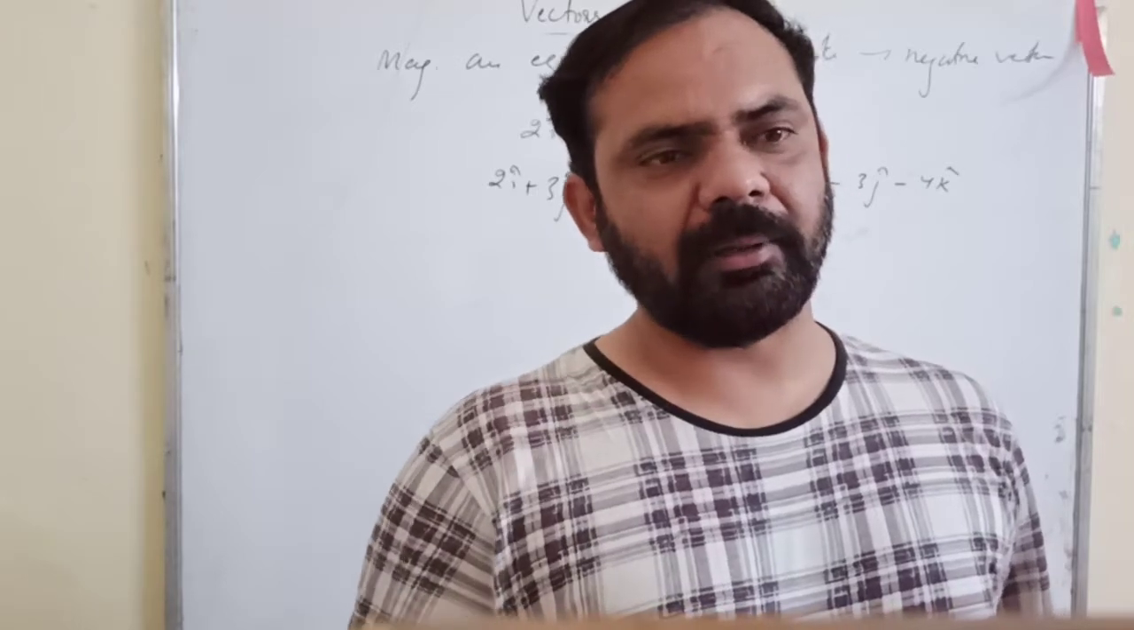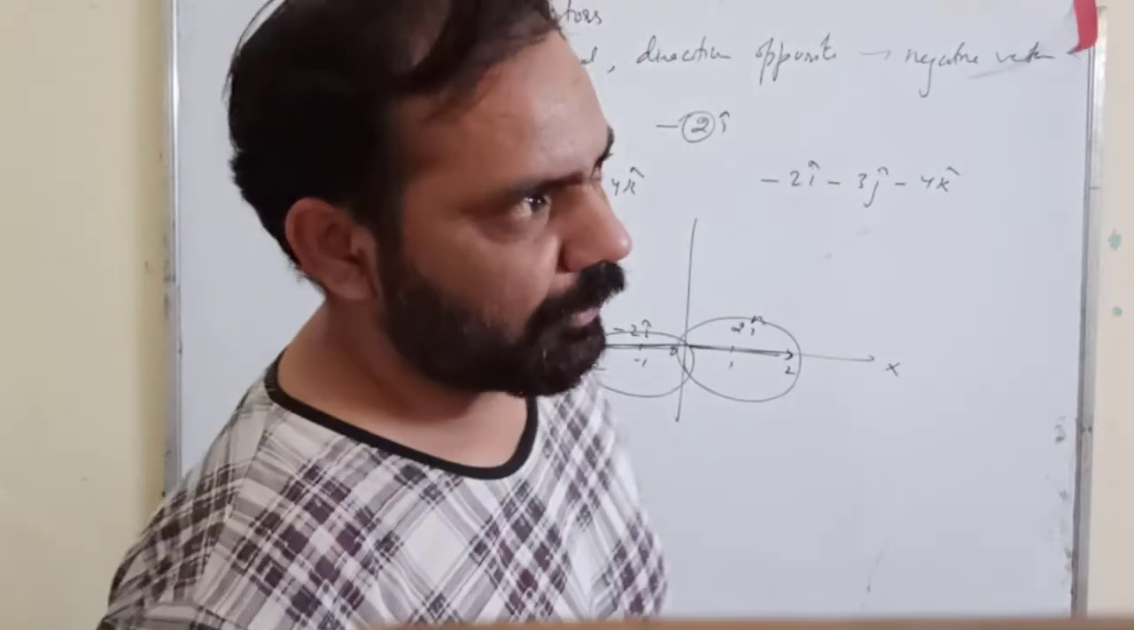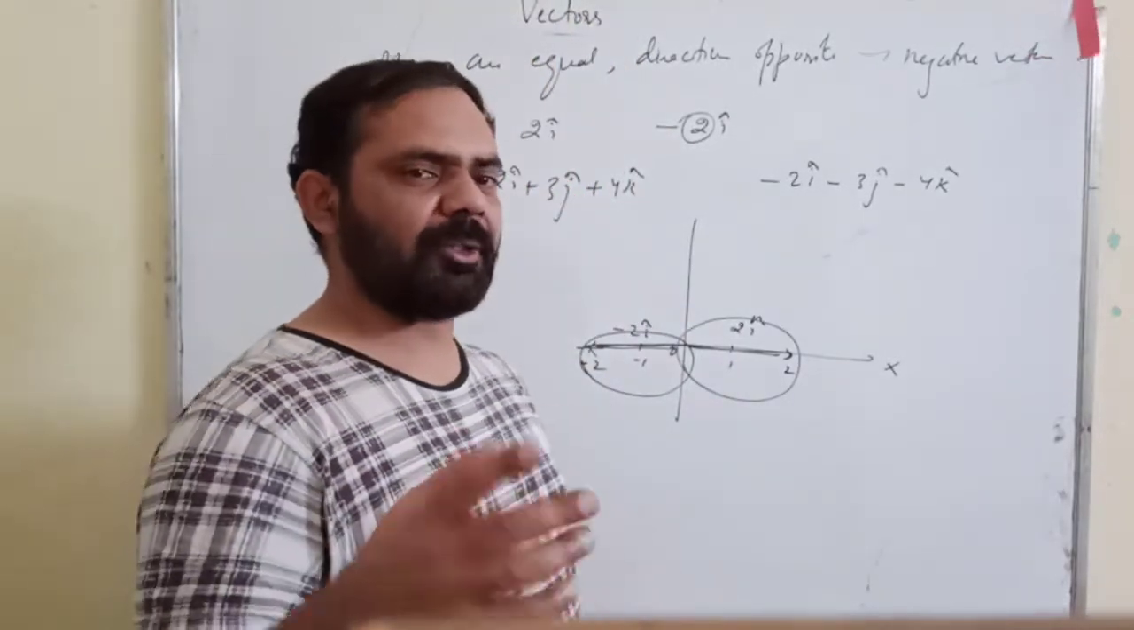Every vector has a unique negative vector. There is only one, okay? Because just the opposite direction will be only one.